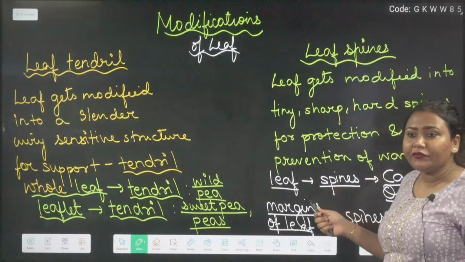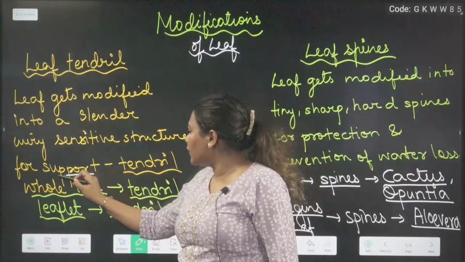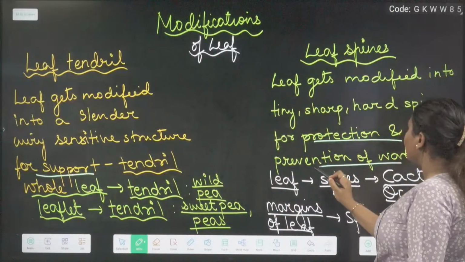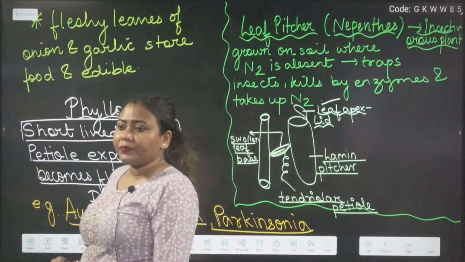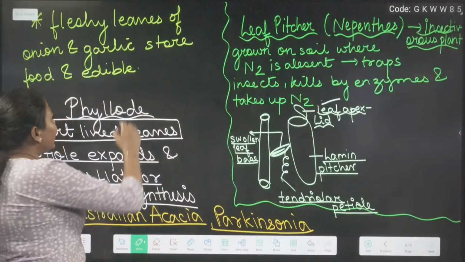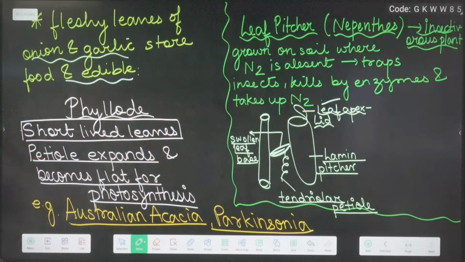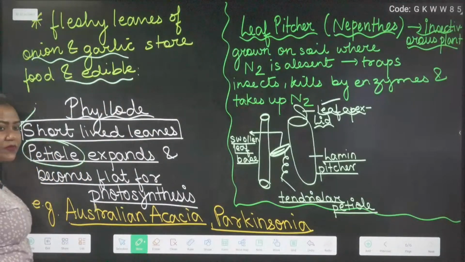Last one is modification of leaf. Leaf gets converted to tendril for support. What is leaf spine? For protection and prevention of water loss. Okay. Now, fleshy leaves of onion and garlic store food and are edible. What is phyllode? Phyllodes are short-lived leaves, and who is performing photosynthesis?